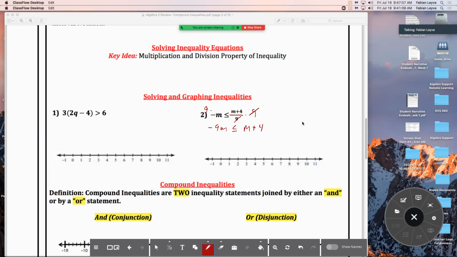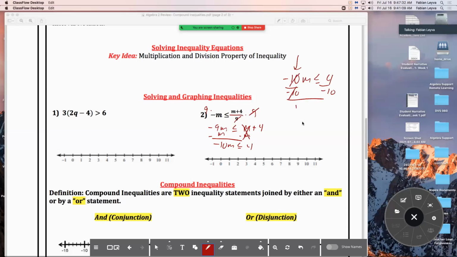Now you can see that I have multiple things going on. The first thing I'm going to do is move my m over by subtracting m on both sides. These are going to subtract out. You're left with a negative 10m is less than or equal to a positive 4. Now keep in mind what I did there is minus m on both sides. I still haven't multiplied or divided by a negative. But now I'm going to divide by a negative 10 on both sides.